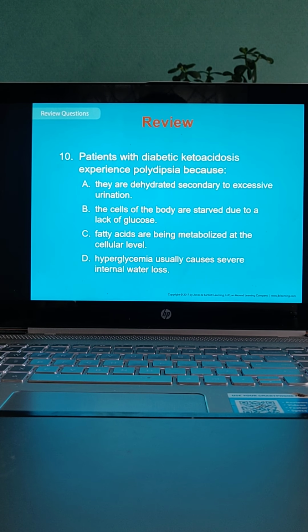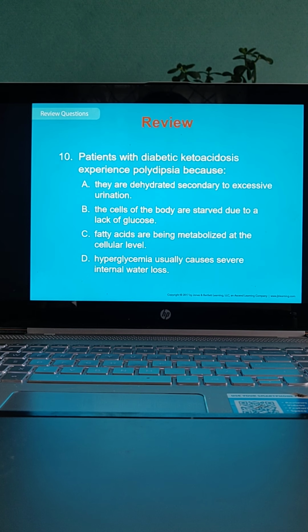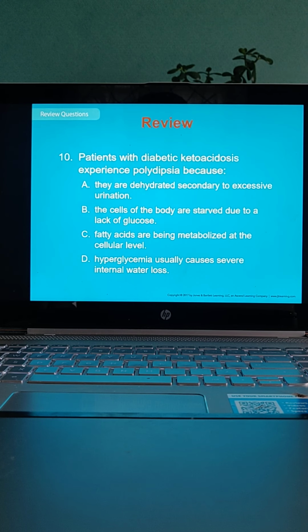Number 10. There's 15 questions here, guys. 14 questions, I'm sorry. Patients with diabetic ketoacidosis experience polydipsia because: A, they are dehydrated secondary to excessive urination. B, the cells of the body are starved due to lack of glucose. C, fatty acids are being metabolized at the cellular level. Or D, hyperglycemia usually causes severe internal water loss. Remember what polydipsia is?